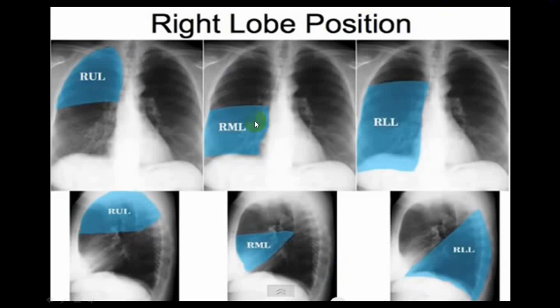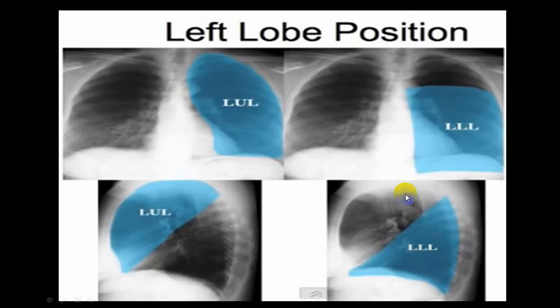This will be the upper, this will be the middle, and ideally if you look in the lateral view, this will be the upper, this will be the middle, and this will be the right lower. So you will have to know where exactly the fissures are. This is the oblique fissure, this is the horizontal fissure. So you will have to identify where the fissure lines are.